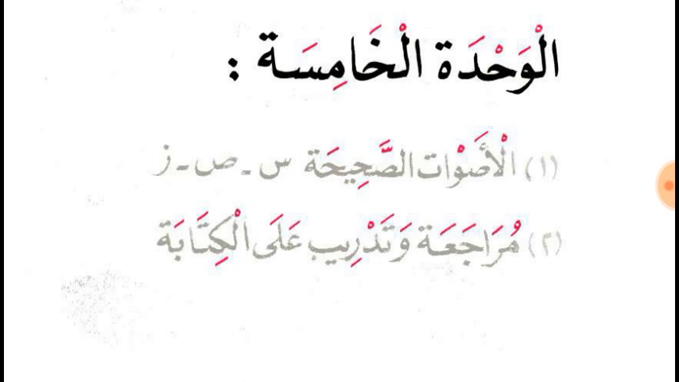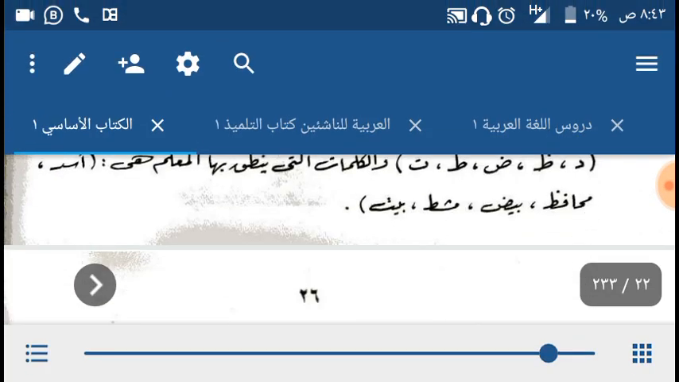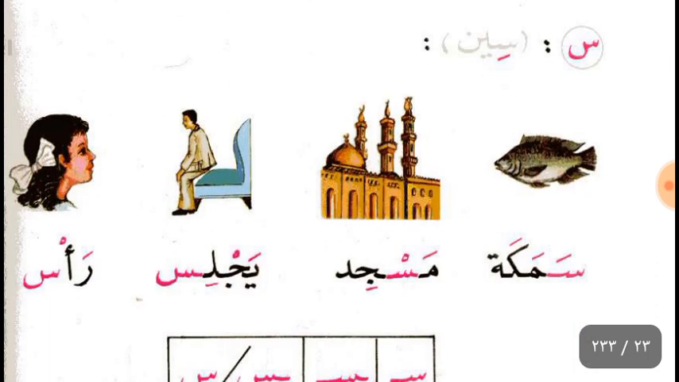On the next page we have tadrib thani and tadrib thalith. We will skip these two because the solution of these two is not possible here. Al-wahda al-khamisa, fifth unit. Al-aswat as-sahiha, consonant sounds. Seen, sad, za, muraja'a wa tadrib al-kitaba. Muraja'a means revision, wa means and, tadrib means exercise or practice, al-kitaba means writing. So in this unit you will revise some words and you will also practice writing. Now start reading from seen.